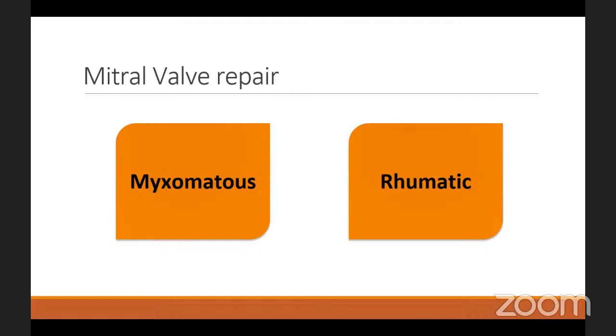Now we will go to rheumatic. Before I go to the rheumatic, is there any question?